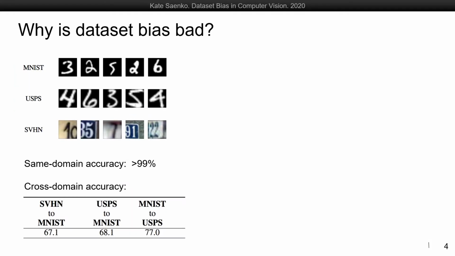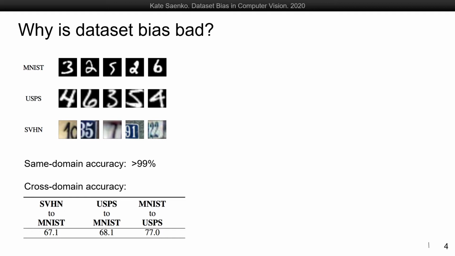So why is dataset bias a bad thing? I've already alluded to this before. Basically, it's because it causes a drop in performance. It makes our models less accurate. But here is a concrete example.